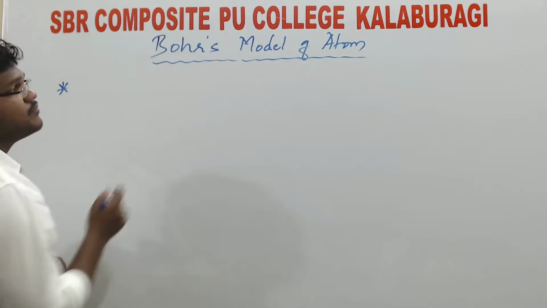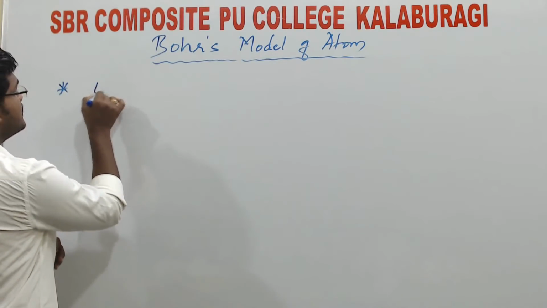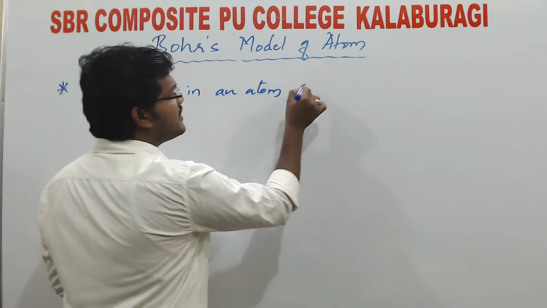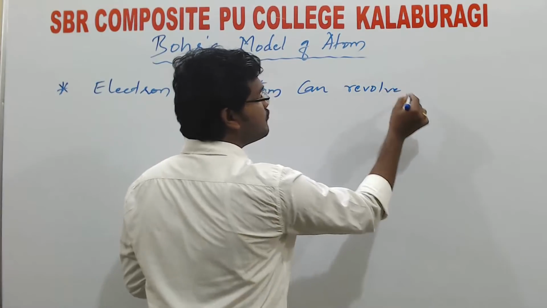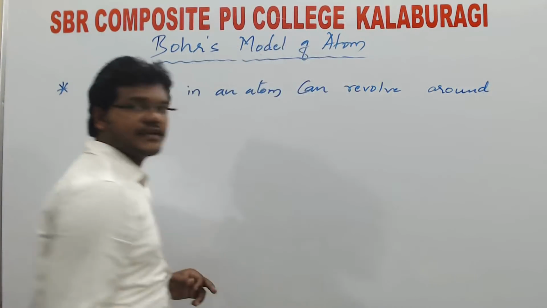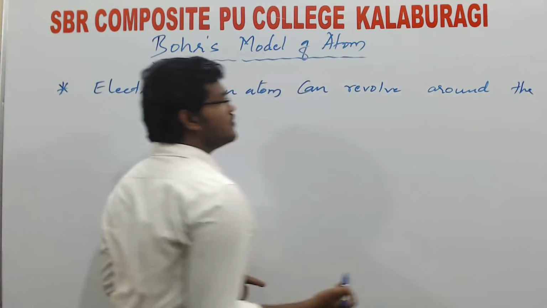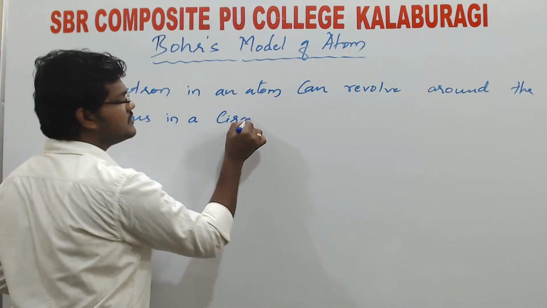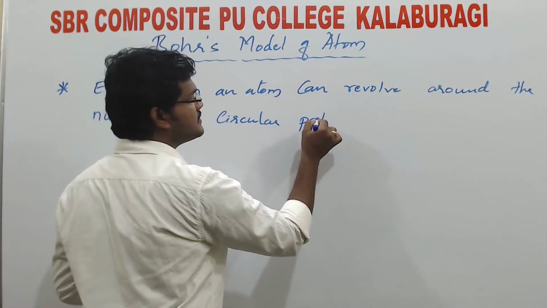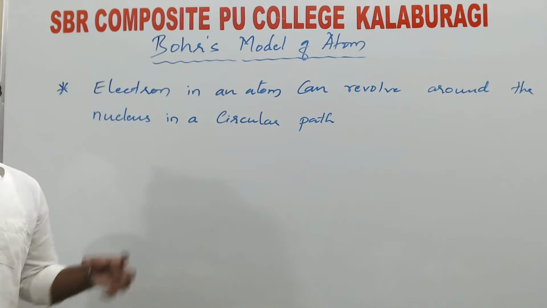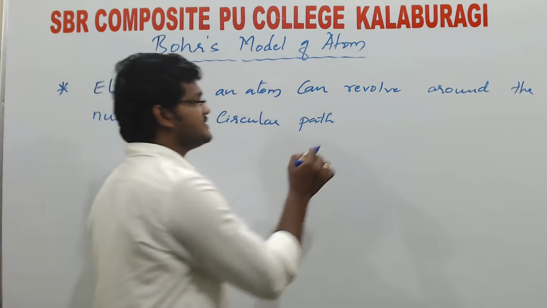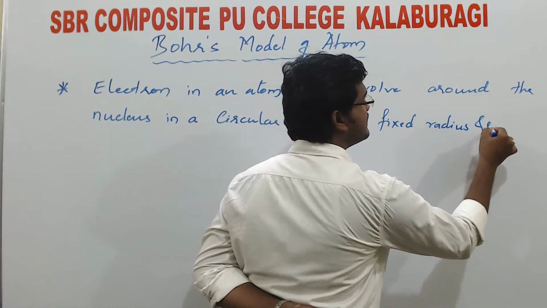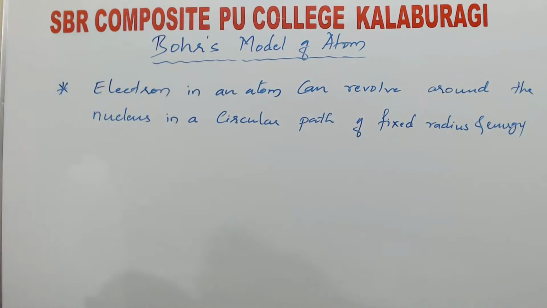I will write. The first postulate of Bohr's model of atom is: an electron in an atom can revolve around the nucleus in a circular path of fixed radius and energy.